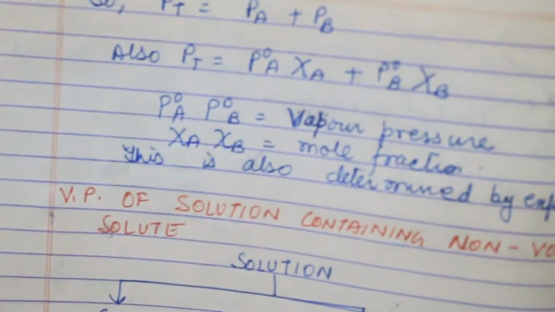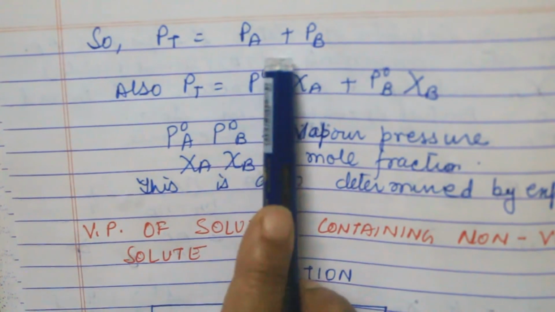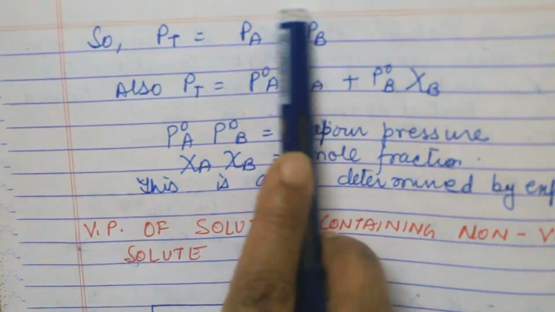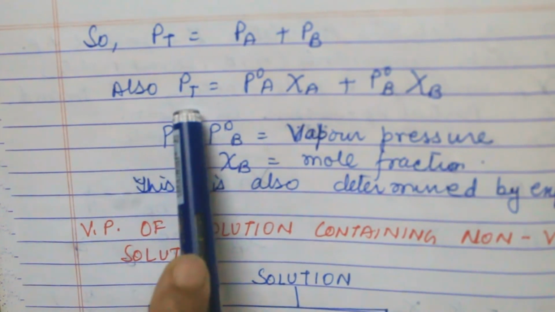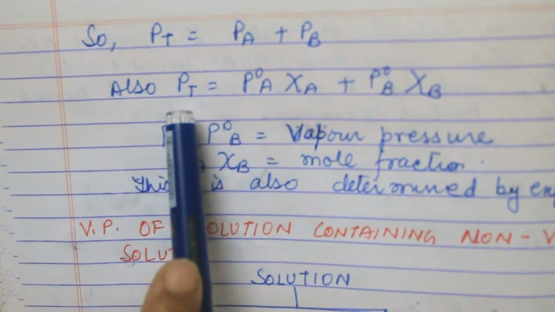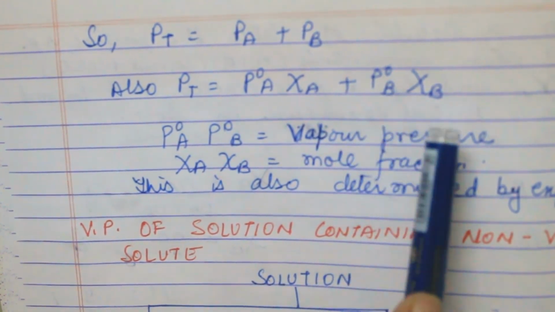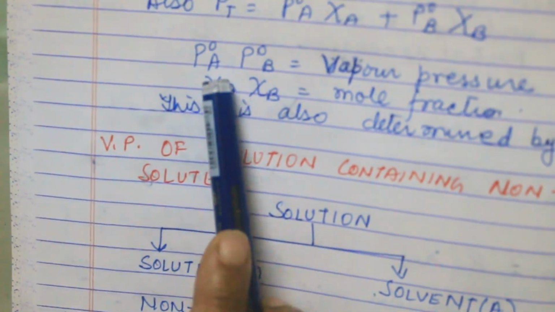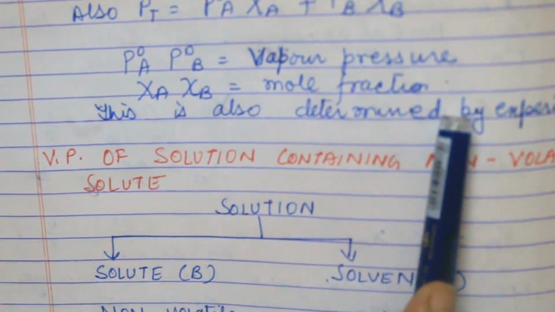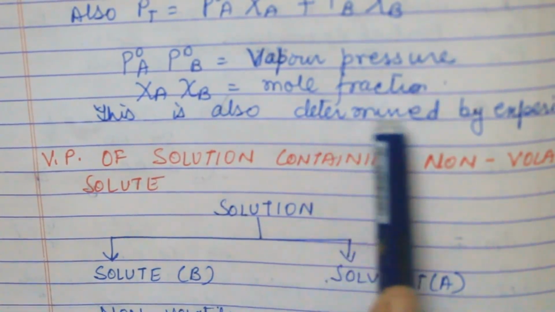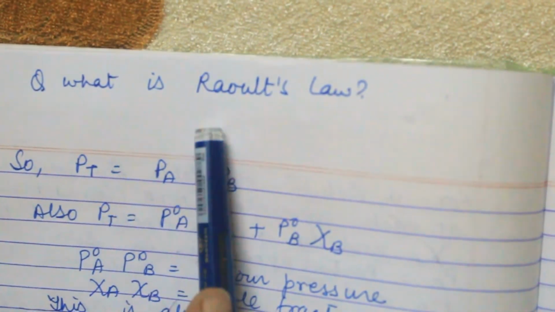This is what Dalton stated: Pt is equal to Pa plus Pb, that is, the partial pressures of both gases. So the total pressure is equal to P naught A zeta A plus P naught B zeta B. P naught A and P naught B are the vapor pressures and zeta A and zeta B are the mole fractions. This is also determined by experiment. So my question for today is, what is Raoult's law?